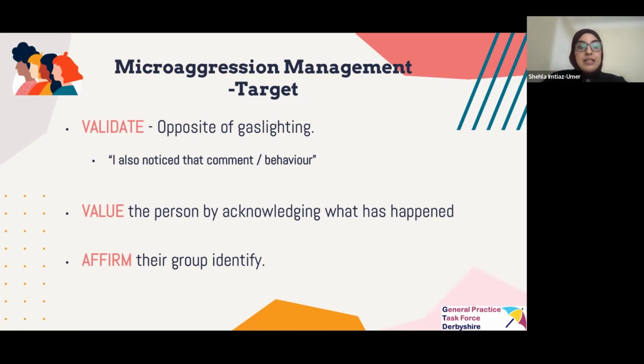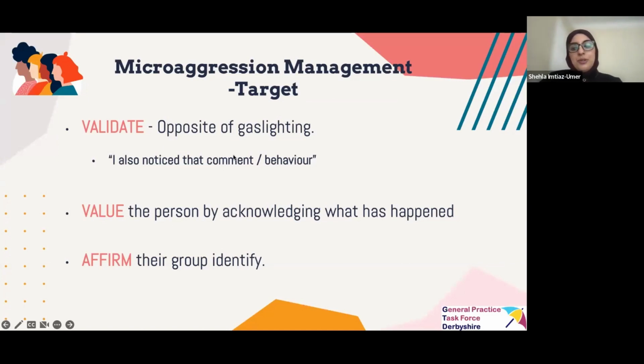And what you're essentially doing is valuing the person by acknowledging that what has happened is a true reflection of what's happened to them and the impact it's had. If you don't have that valuing of that person and validate their experience, what you're doing is othering them again. So you're putting them at a level where you're not caring about their experience, but you're also not affirming their group identity. What you want to do is try and get that target of the microaggression to feel as though they actually belong within that group, and therefore you're demonstrating an inclusive behaviour.